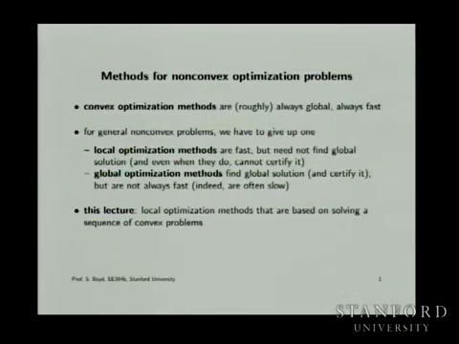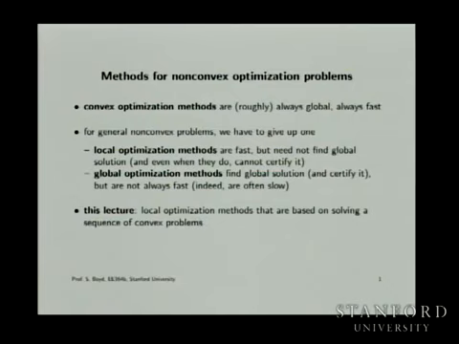Okay. Now, for general non-convex problems, you really have to give up one of these. Either you give up always global or you give up always fast. And these are basically the big bifurcation. There are things in between, but roughly, this is the idea. So at one end, you have local optimization methods. They're plenty fast, just as fast as convex optimization methods. But they relax what they mean by a solution. So they find some kind of a local solution to a problem. It might not be the global one. It can well be the global one, but you won't know it. So that's local optimization.